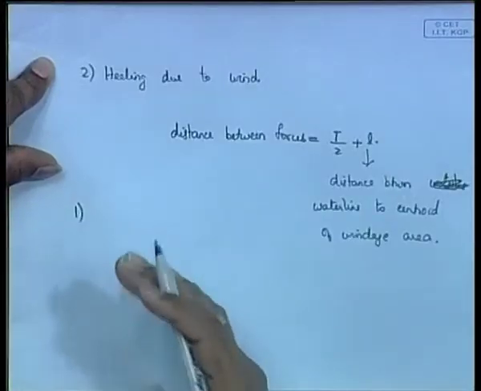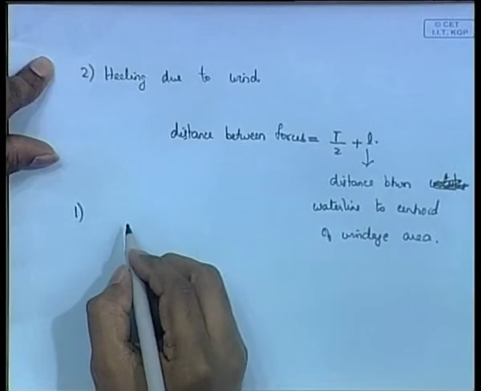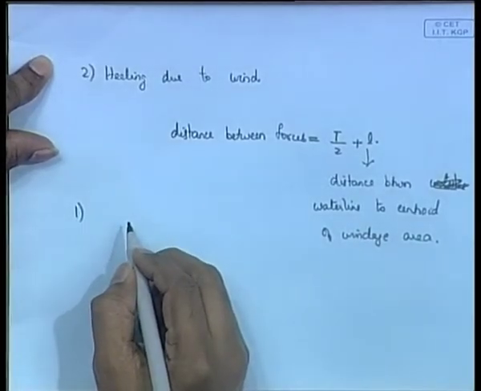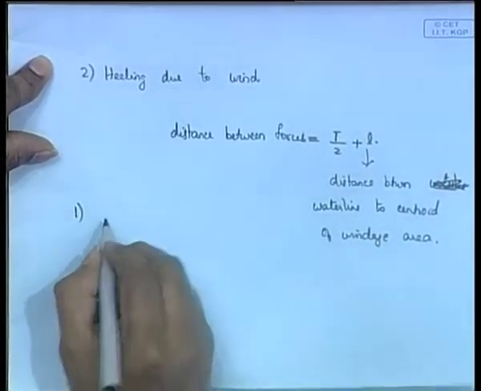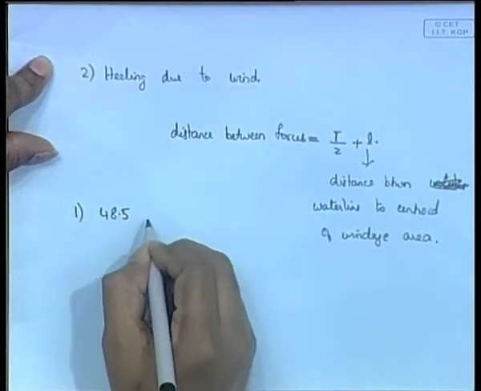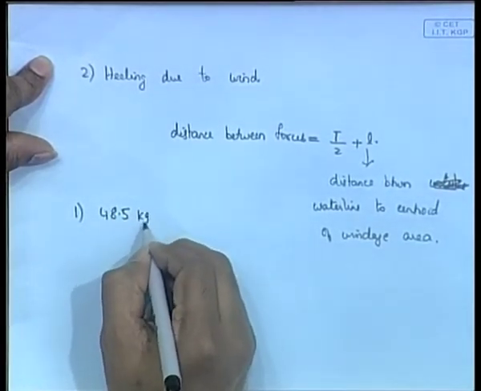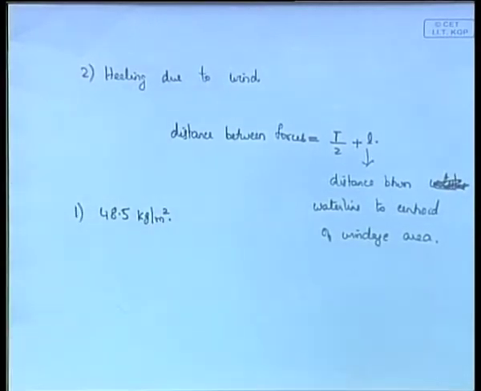During the design stages, you assume that the windage area is subjected to a steady wind loading of 48.5 kilogram per meter squared. This is the maximum kind of wind which can come anywhere, the maximum you can get. I do not think it is even just the maximum, it is the maximum plus some safety factor. So that is the limit.